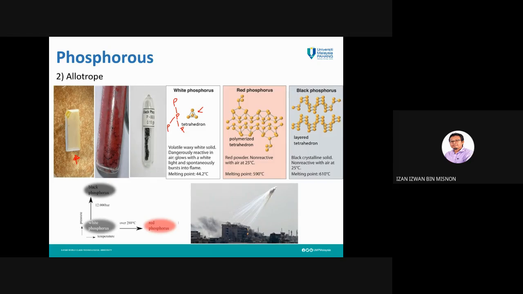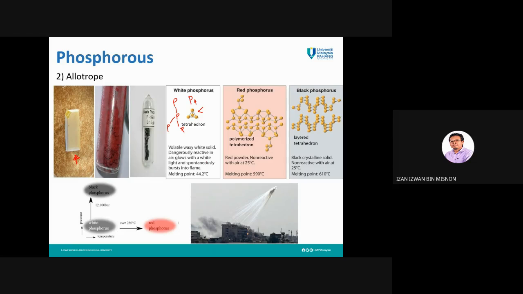So we will have 1, 2, 3, 4. So this will be P4 in tetrahedron condition. White phosphorus is a volatile, waxy, white solid. It is dangerous, reactive in air, and glows with a white light and spontaneously bursts into flame. The melting point is 44.2 degrees C.